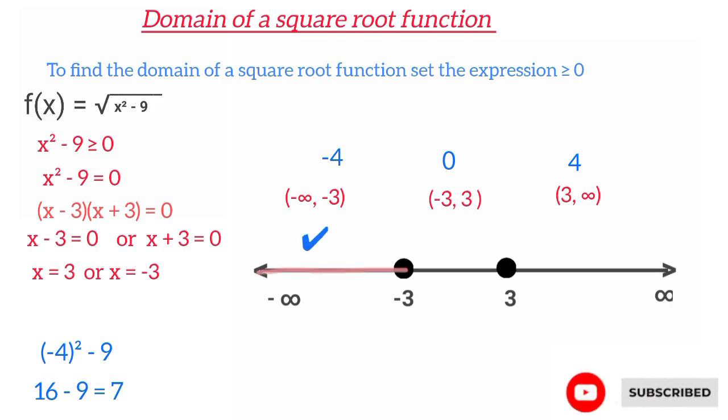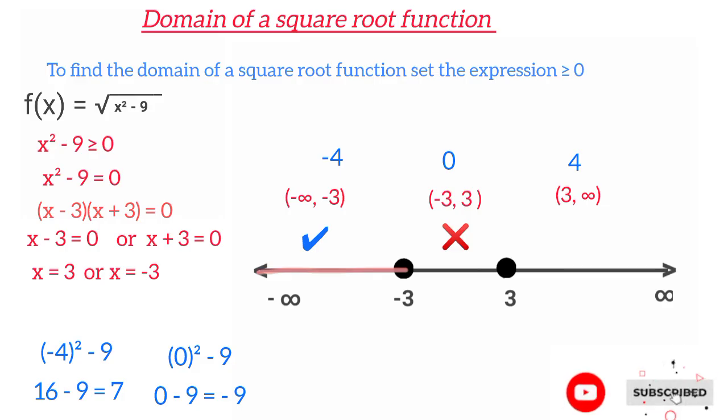domain. Now, for the second interval, using 0, we have 0 squared minus 9. And this is 0 minus 9, and this gives us minus 9. Since minus 9 is a negative number, then this interval is not part of the domain.